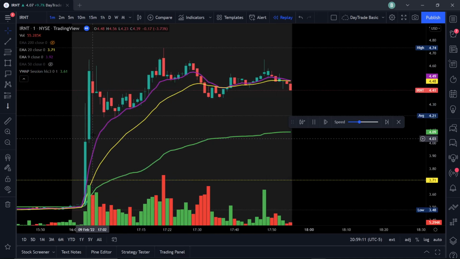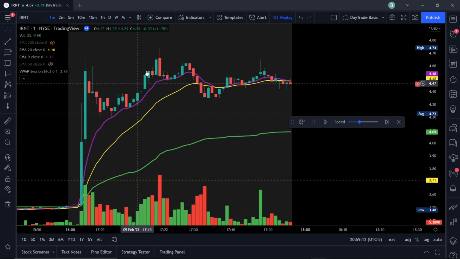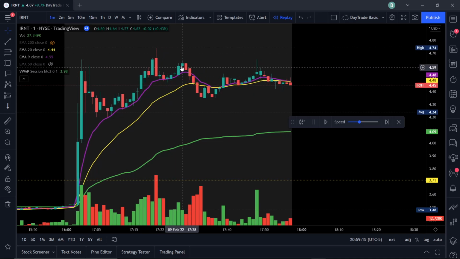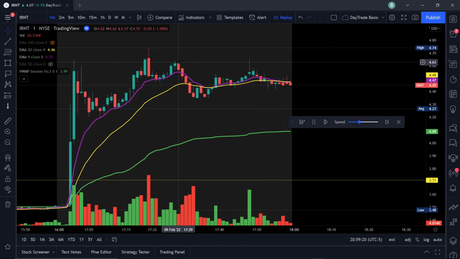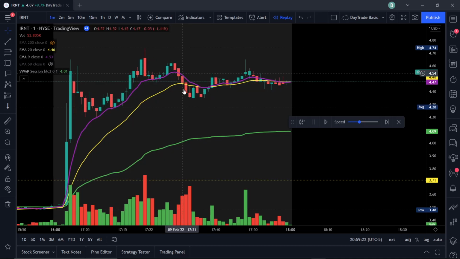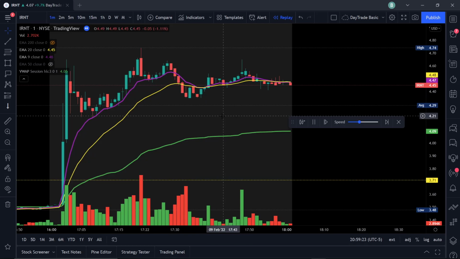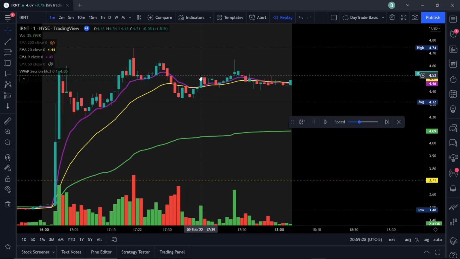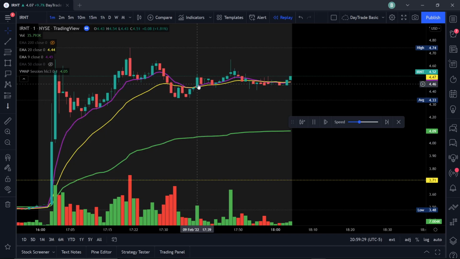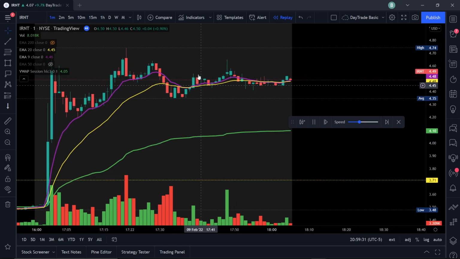So you can see here, this is the first pullback. This is the second pullback here, and you can make a nice small trade here. And then this is the third pullback. This is where I start to get a little concerned. And then we can see the 9 EMA broke. So this is a bullish indicator. Again, we're above the VWAP and we're above that 9 EMA. So this is bullish to me.